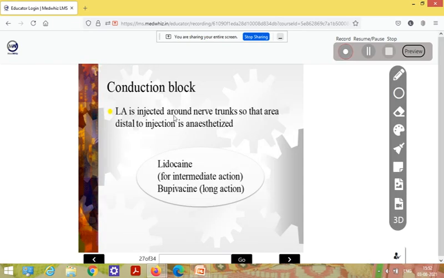Next is your conduction block. So conduction block mainly consists of two types, nerve block and field block. Okay, so we use lidocaine and bupivacaine for this action. So what we do over here is we are going to inject the drug around the nerve trunks. So you have your brachial plexus. That's a huge trunk, isn't it? Nerve trunk. So when you are going to inject it around the entire nerve trunk, that is one of the ways of causing a conduction block.